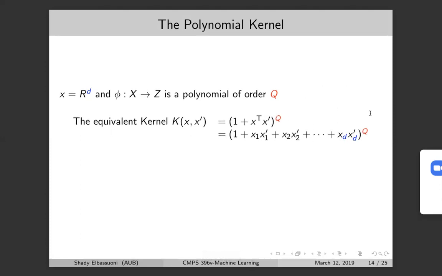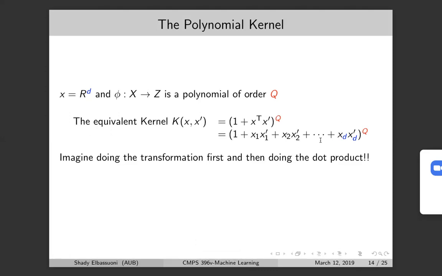So this is equivalent to this because I have d-dimensional vectors. Imagine you've done the transformation first. You'd have a very long vector to do a dot product with another very long vector. Now you're saving this by doing dot product between shorter vectors in the original feature space, of length d, and just raising this to the power of Q. The general form in the libraries is as follows. The polynomial kernel has the form (a x transpose x' + b)^Q. So this is what you have in the libraries.